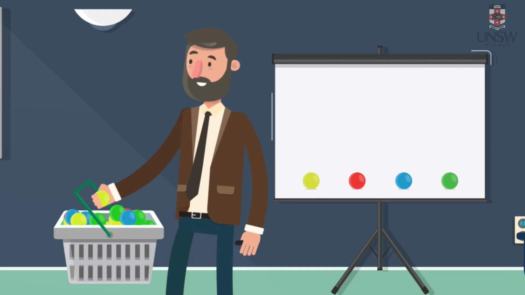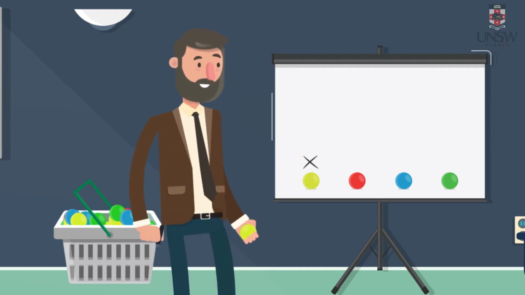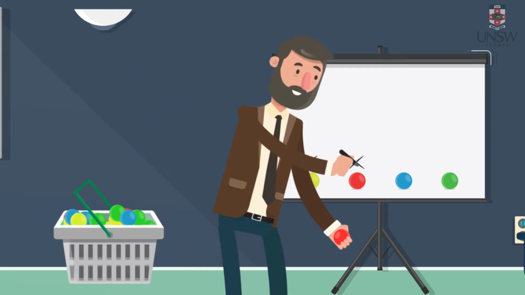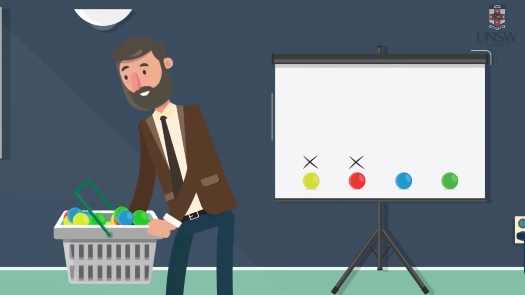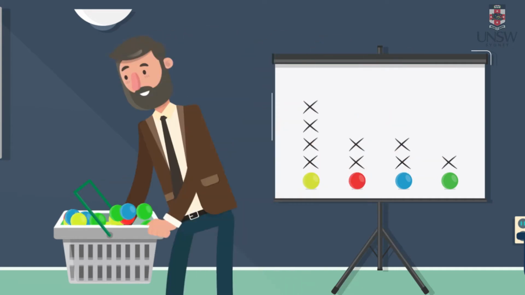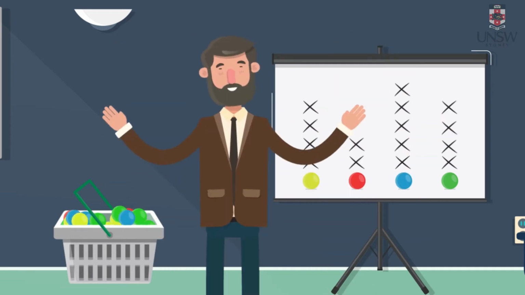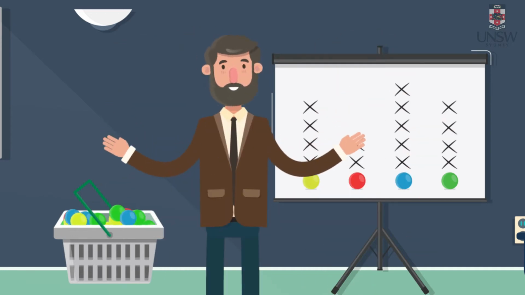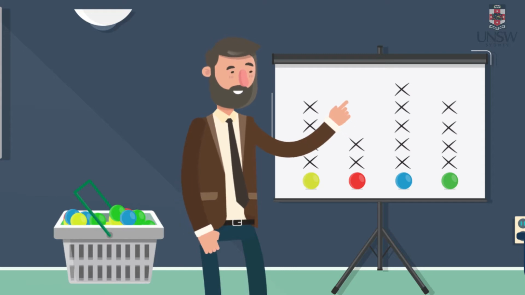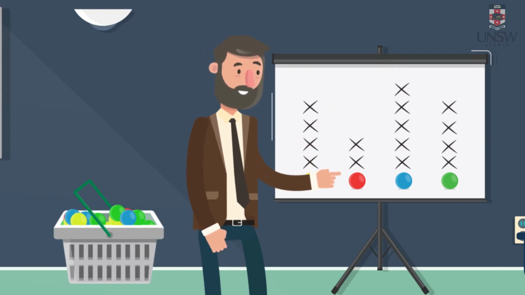Each time he picks a ball of a certain color, he then adds a cross on the board next to the right color. After having done so, he puts the ball back into the basket and gives it a good mix. After a while, one can get an idea of how the different colors are represented in the basket, that is, their proportions. These four proportions for the four different colors can be interpreted as the probabilities of getting each respective color. This is a frequentist interpretation of probability.